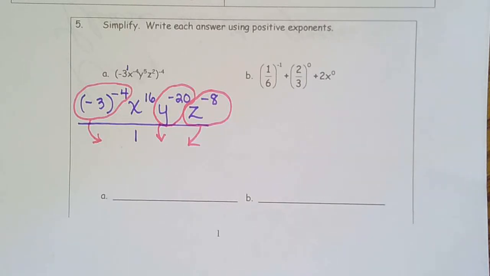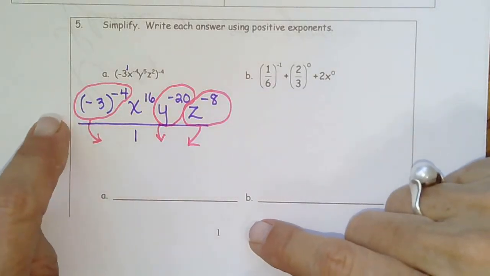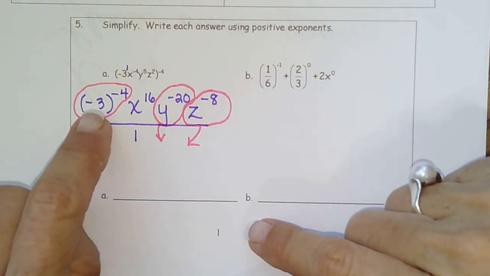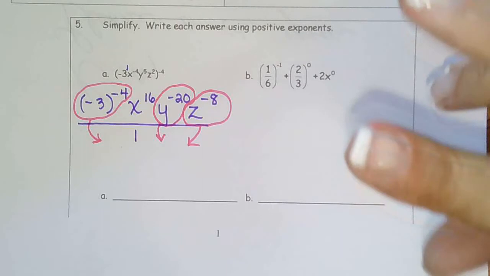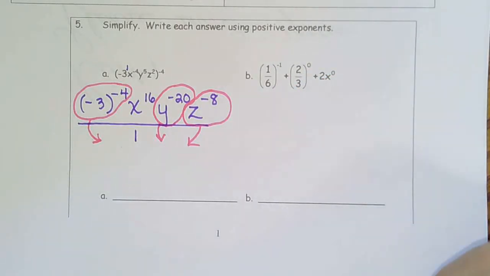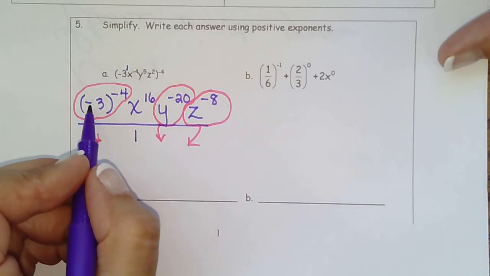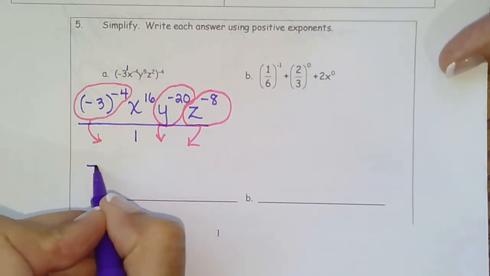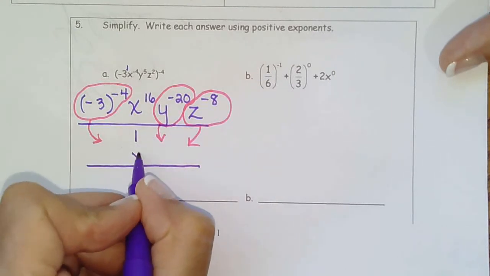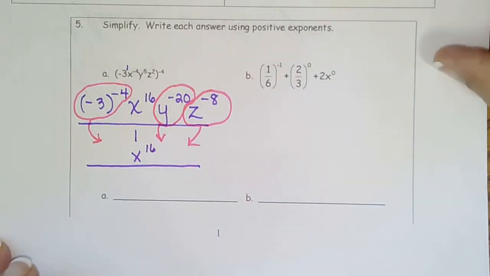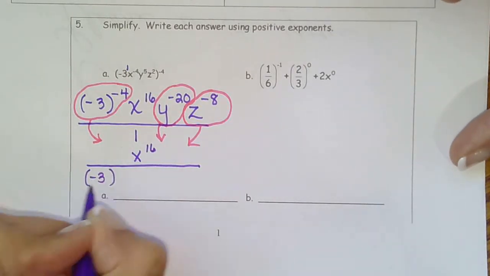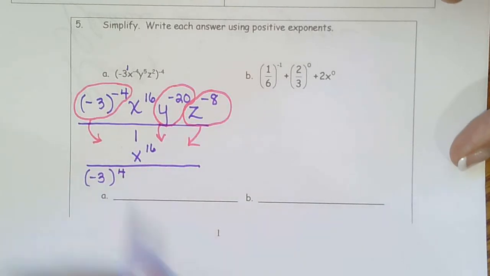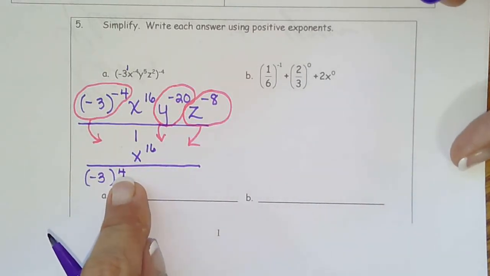And another thing you need to keep in mind is that when you move a term or a factor down, it doesn't change the sign of the base. It only changes the sign of the exponent. That's why it's called exponent rules. So don't change the sign of the -3, only the exponent. So x to the 16th remains up at the numerator on the top because it already has a positive exponent. -3 moves down, but it becomes positive. The exponent, not the -3.